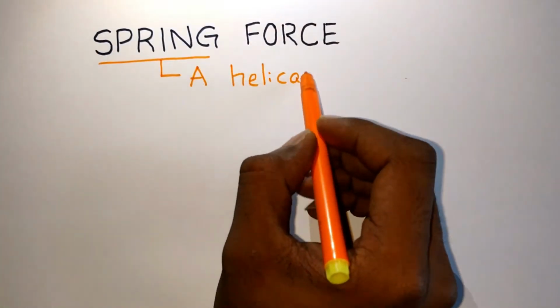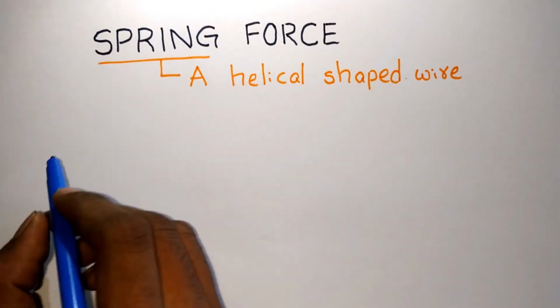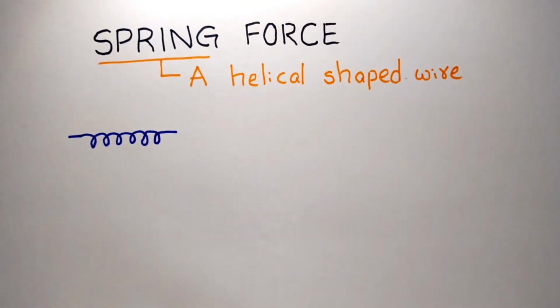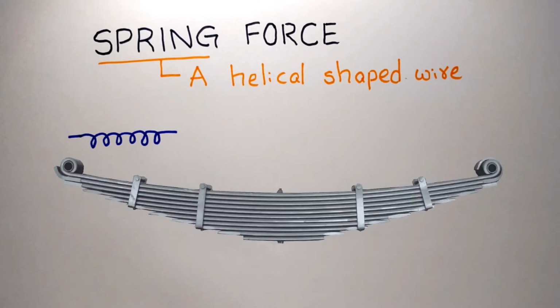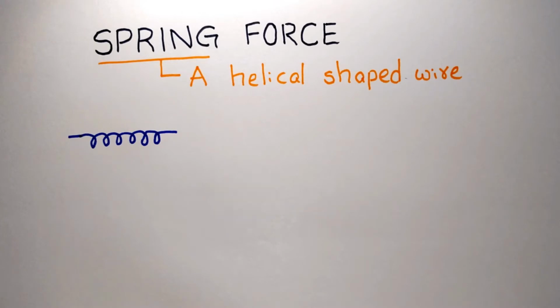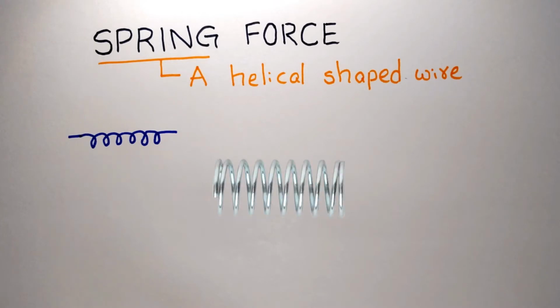So let's begin with the spring force. As we know, a spring is a helically shaped wire which gets compressed or elongated when a force is acted axially. And when the force is released, it returns to its original shape. And there are many other kinds of springs like leaf springs, torsional springs, etc. But now we will just discuss the general case of springs.